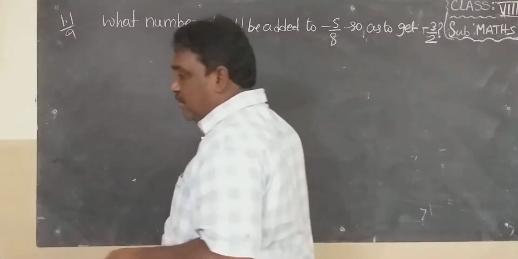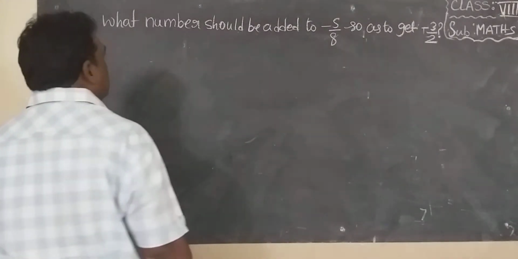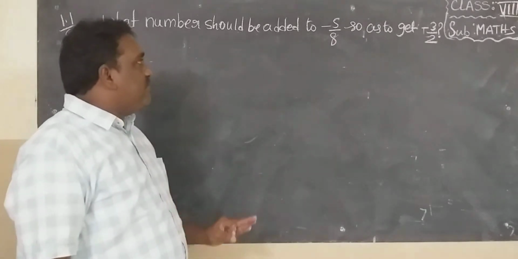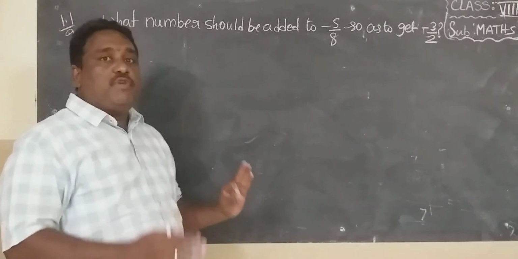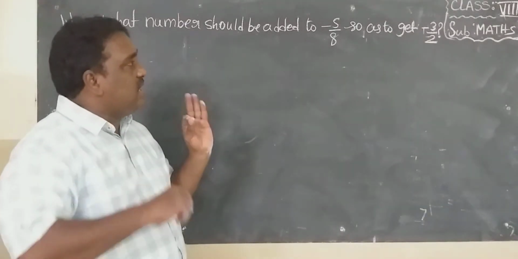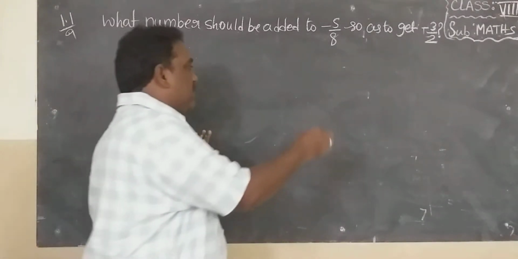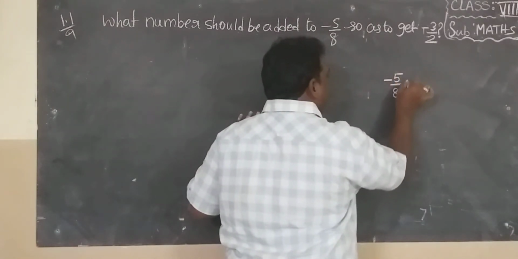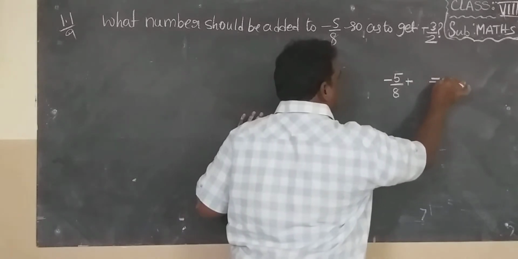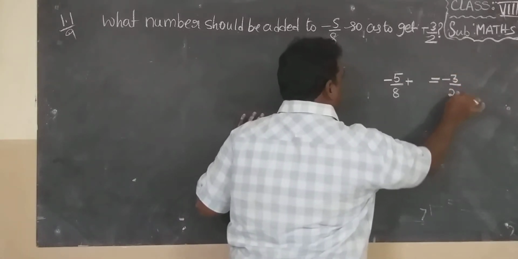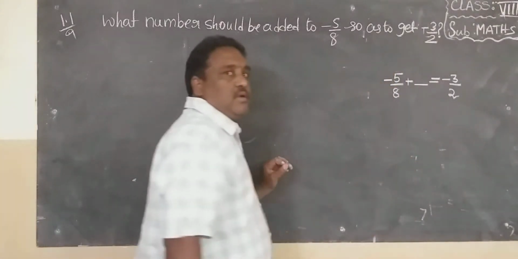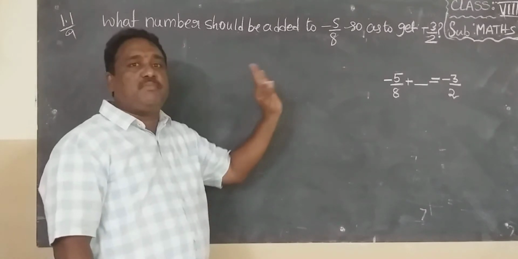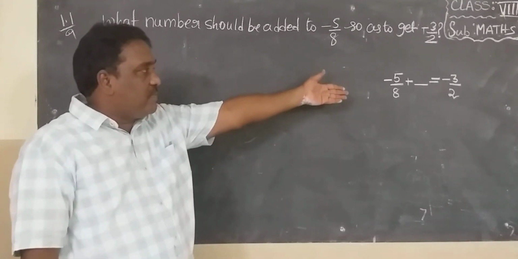So very important model and very important problem also. What number should be added to minus 5 by 8? So given fraction is minus 5 by 8. We have to add something. Our answer should be minus 3 by 2. What is the meaning of the problem? Given fraction minus 5 by 8, add something, our answer should be minus 3 by 2. We need to find out what should be added. What is the number to be added to minus 5 by 8 to get minus 3 by 2? That is the meaning of the problem simply.